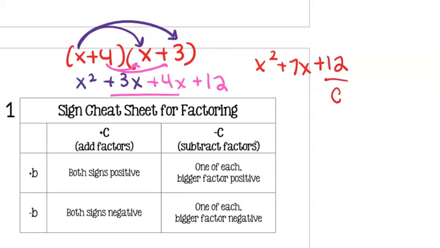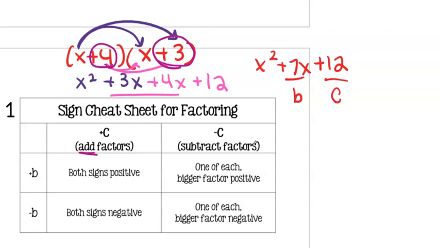This value is my C value. This value is my B value. So if you remember, the C value was made from multiplying 4 times 3. So positive 4 times positive 3. And that's why the C factors will tell you if you should have the same signs or if you should have different signs. If C is positive, then you've multiplied to get a positive number. So your signs should be the same.